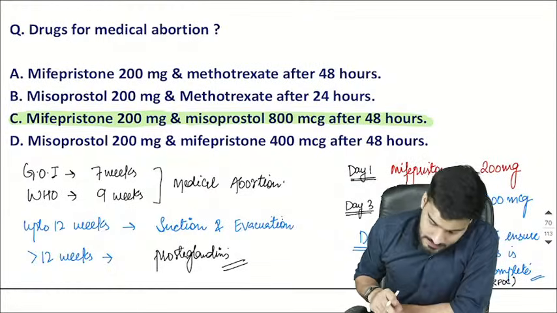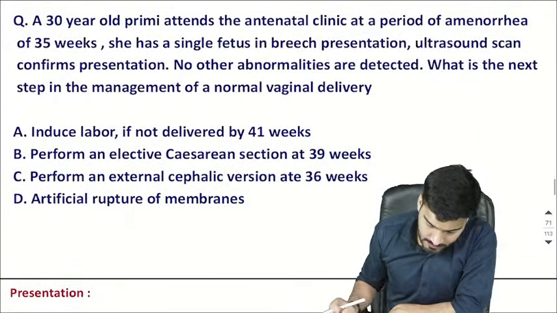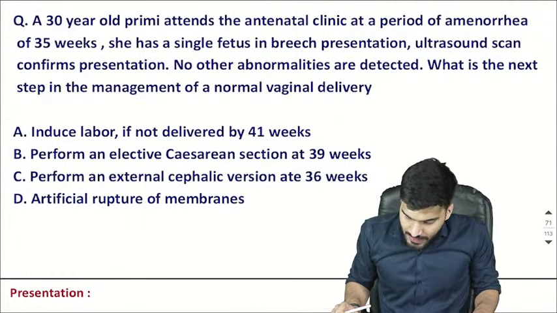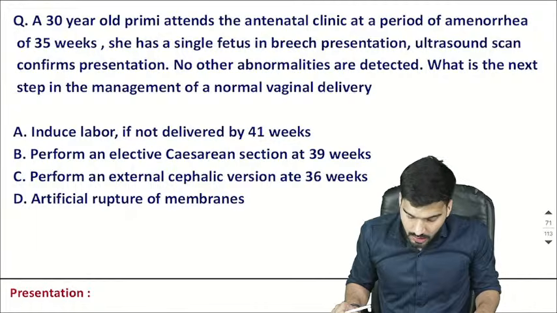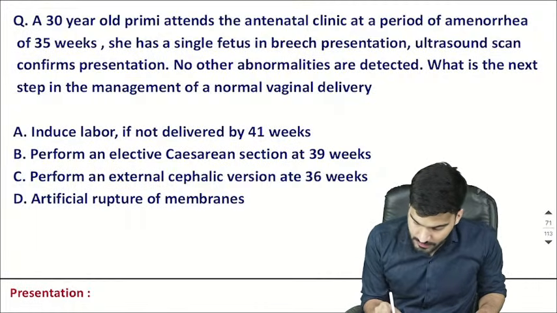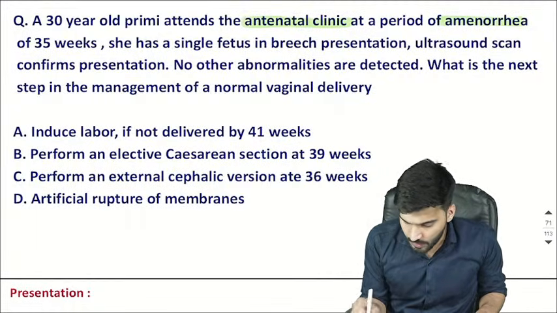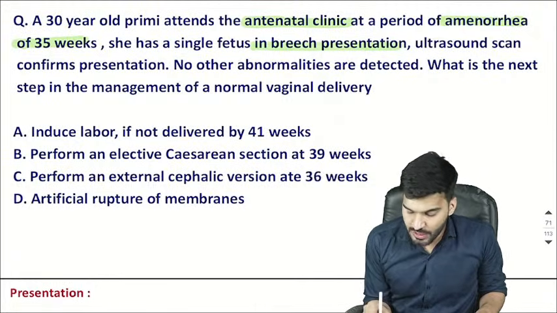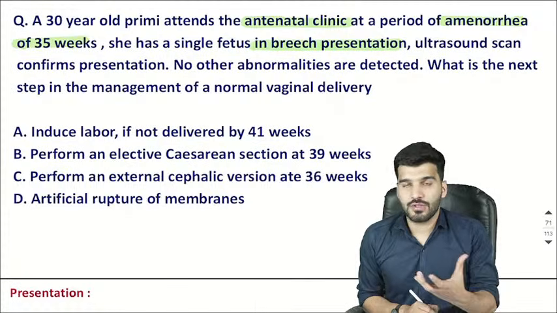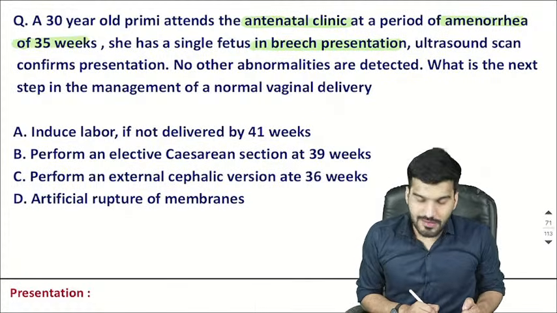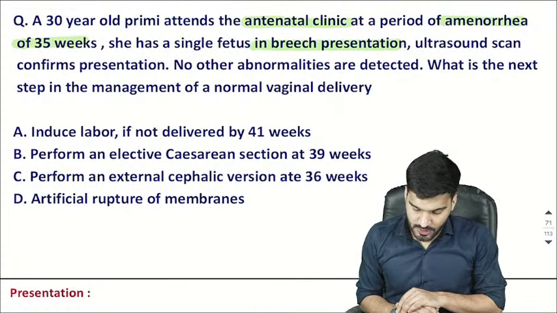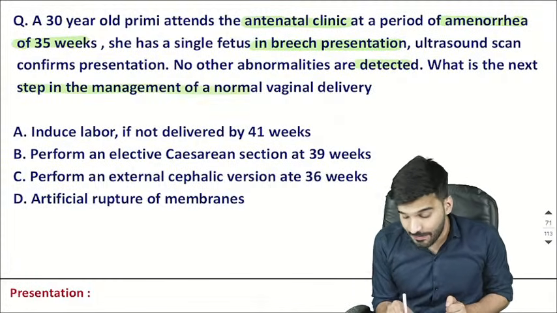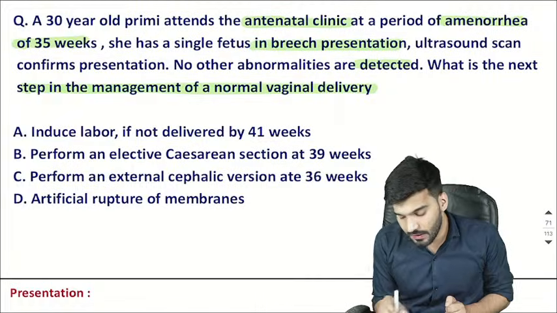Okay, now next to that, a 30-year-old primigravida attends the antenatal clinic at a period of amenorrhea of 35 weeks. So the lady is coming to the antenatal clinic, period of amenorrhea 35 weeks. She has a single fetus in the breech presentation. That means buttocks are lying in the lower segment. The ultrasound scan confirms the presentation. There are no other abnormalities detected. What is the next step in the management of normal vaginal delivery?